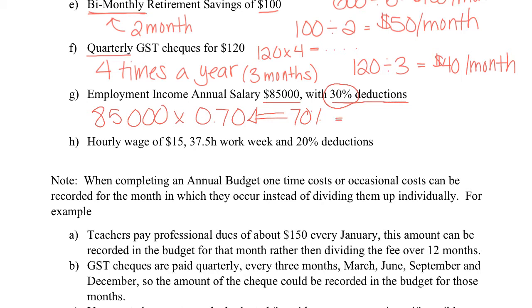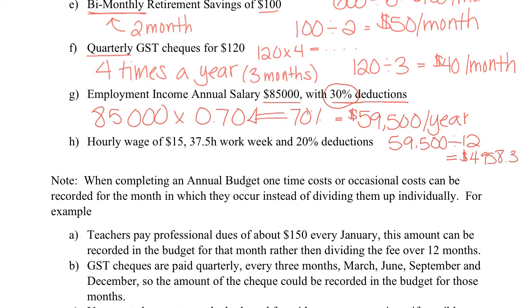So when I multiply that 85,000 by 0.70, that gives me an annual take home, or net pay, of $59,500, and that's per year. So to get the monthly amount, I would just have to divide that by 12. So I have 59,500 divided by 12, and then my monthly net income would be $4,958.33 per month. Okay.